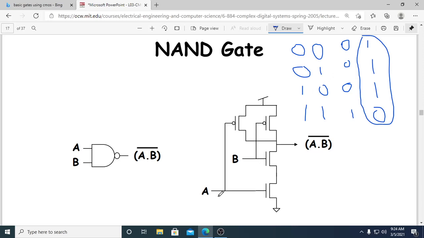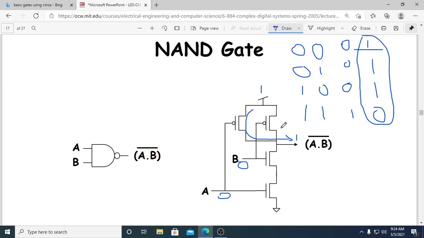First case, 0 and 0. Both zeros go to the inputs, and this is my VDD. For the PMOS, both zeros are there, so they will turn on. Each acts as a closed switch, and this will pass my output as 1. Both PMOS will be on in this case, because we know that for PMOS, 0 turns it on. So the output is 1. Okay, the first case is observed.